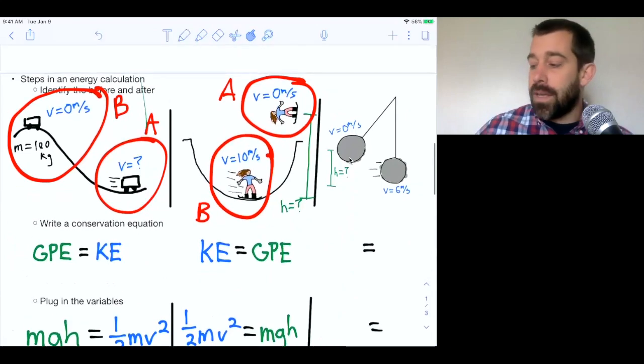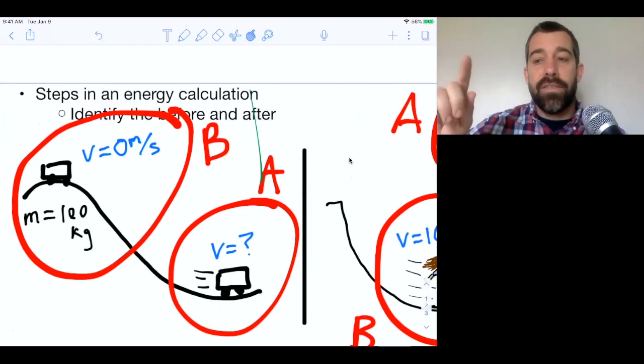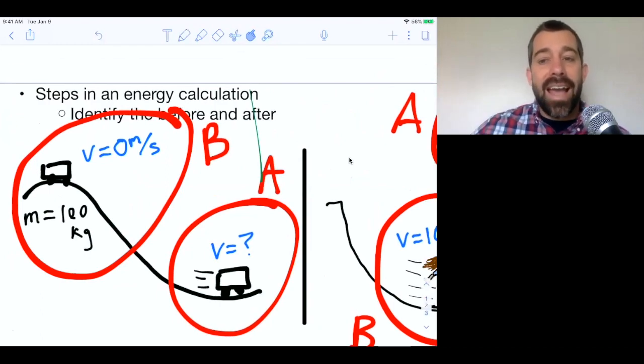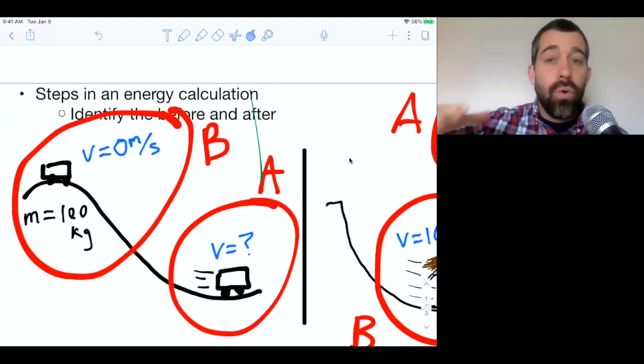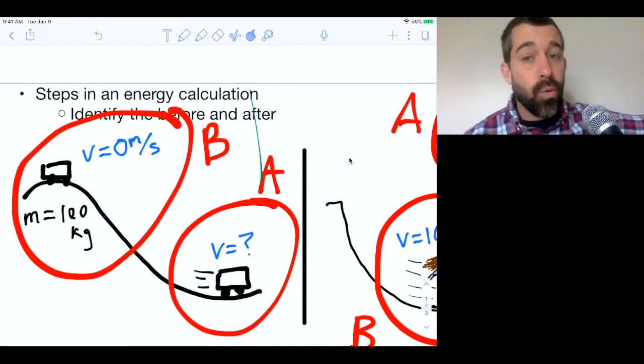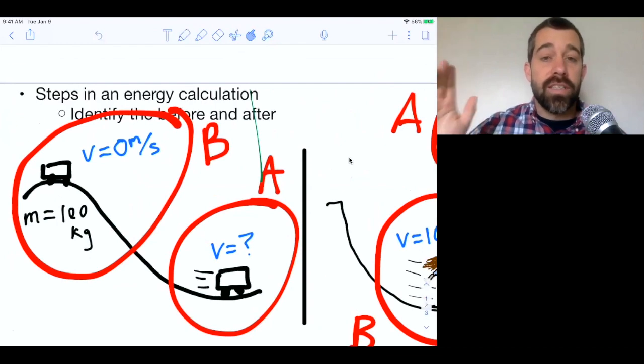All right, so steps in an energy calculation. The very first step is to identify the before and after that you are focusing on. Okay, these are the two instants that you're going to compare. We don't think about the whole motion. We don't think about what happens before the before. We don't think about what happens after the after. We just focus on these two instants.